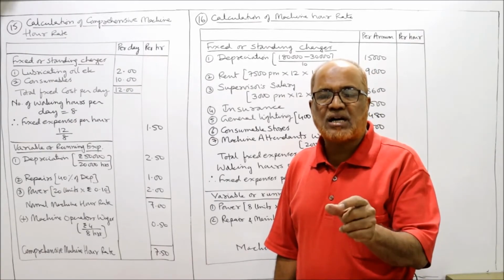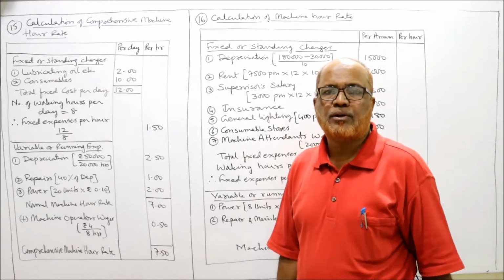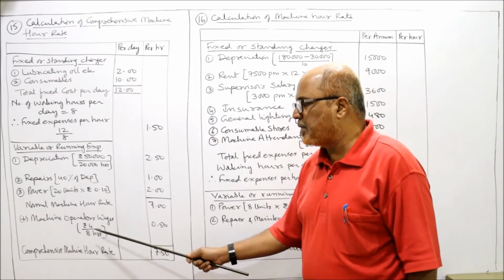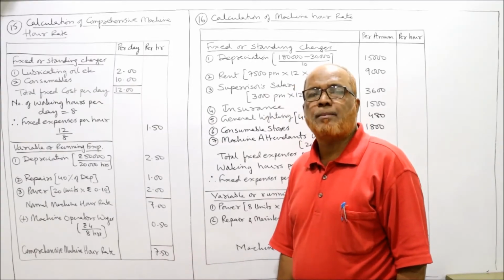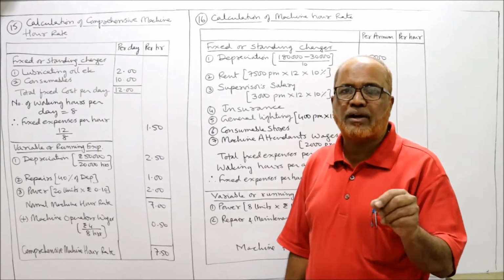That means for 8 hours he is paid 4 rupees. So per hour kitna hoga? 4 rupees divided by 8 hours, 50 paisa. So 50 paisa is the per hour machine operator's wages.